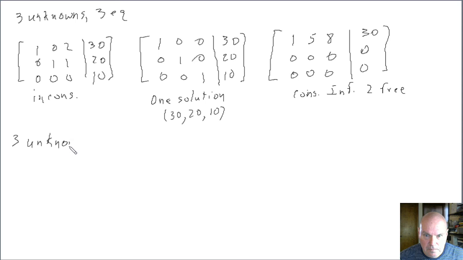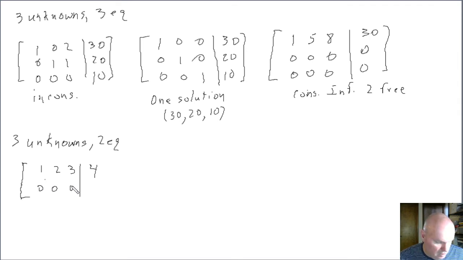Okay, and then let's finally take a look at the case here where I got 3 unknowns and then 2 equations. Okay. The possibilities, in general, might have something like 1, 2, 3, 4. Again, I'm just making up numbers here. 0, 0, 0, 8. And with 2 equations, that corresponds to 2 rows. The number of unknowns determines the number of columns in my coefficient matrix. Again, this is inconsistent.